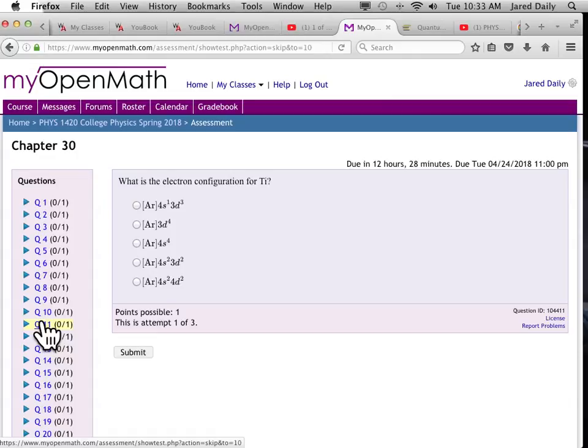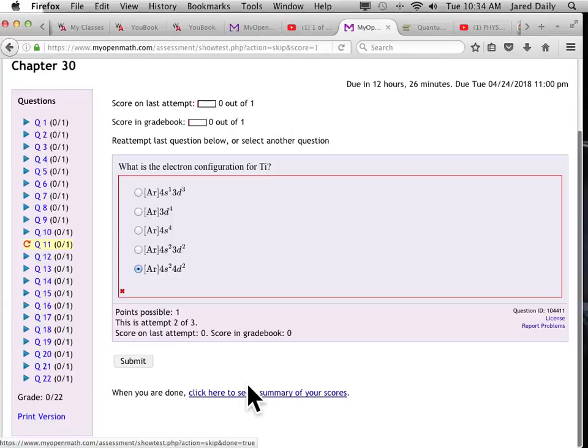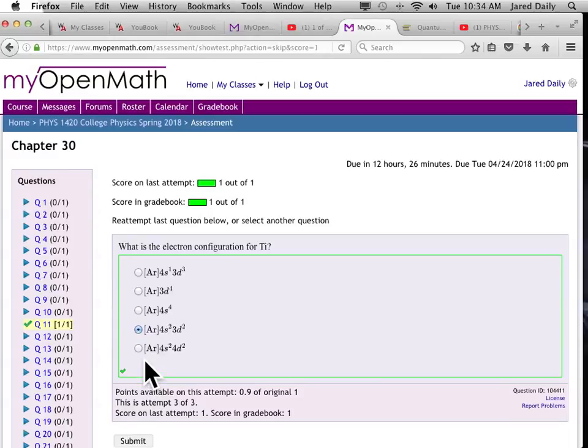Oh no, is that right? No. This is still 4. So argon 4s2 3d2 is where titanium is. So it's the last one, I think. Yeah. 4s2 3d2. I think the atomic number of... Oh, I was wrong. I think it actually was this one. Yeah. So actually, I was right before.